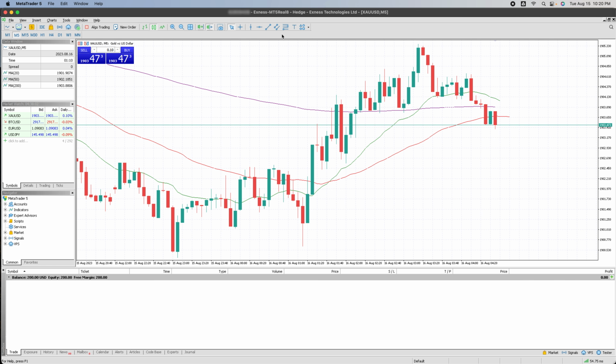Then we need to get the high and low resistance using the trend line. And here's what you need to know.